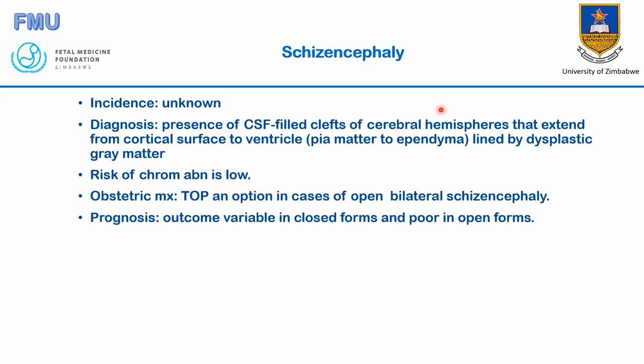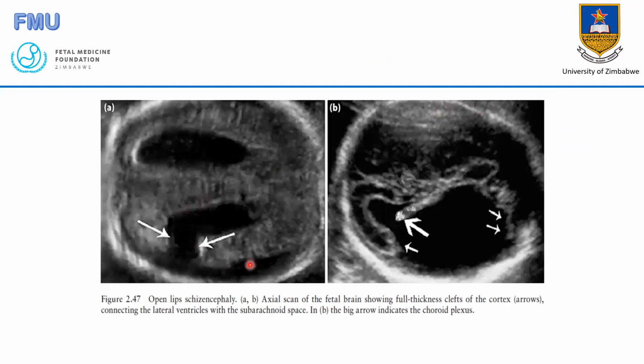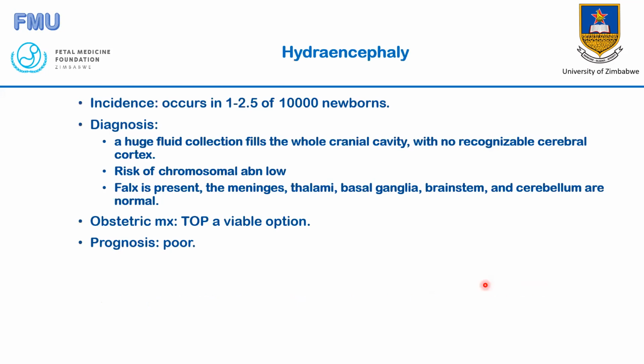So in Schizencephaly, what you are seeing is that we have these fluid channels which are communicating from the outside of the brain to the ventricles. Look at them. You can see here there's total destruction of the brain tissue, and we now have the ventricles communicating with the outside of the brain here. So this is Schizencephaly. Very bad condition, as you can see. When they are communicating like this, the outcome is very bad, and we can offer termination of pregnancy.